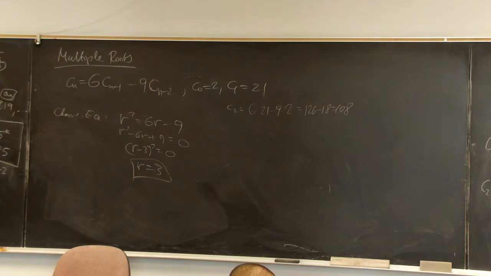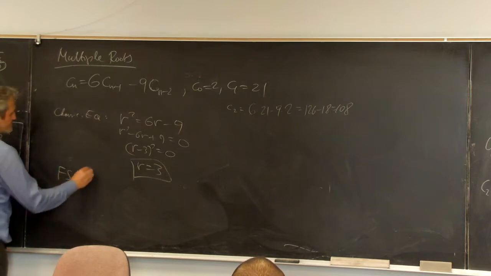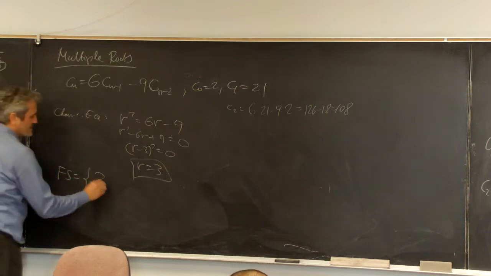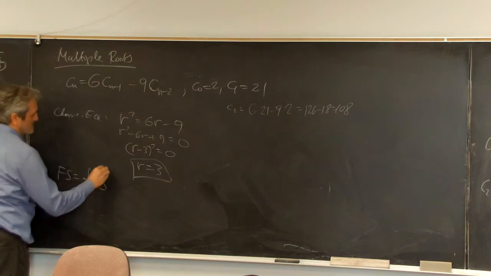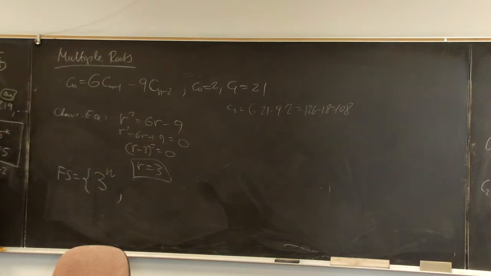Did we get a solution? Yes, we did. So here's your fundamental set: 3 to the n. Isn't that a repeated solution though? It is, yes, a double solution. So 3 to the n is a solution. If I plug it in, it will work. But I'm unhappy about it because I need 2 of them, because 2 of them will generate and give me everything. So the question is, where do I get the other one?